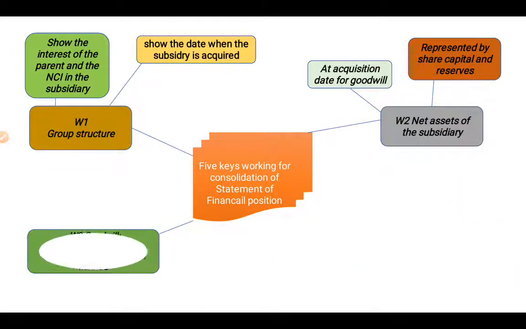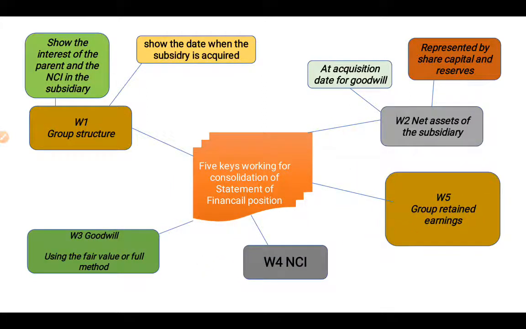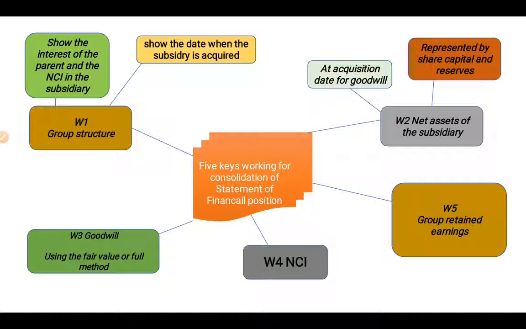We look at the next item, goodwill, which we are also going to look at one by one using the fair value method, and then we look at NCI. Then we look at what is the group retained earnings. So these are the 5 keys of the consolidated group. So if we are looking at these 5 keys, let's look at them.